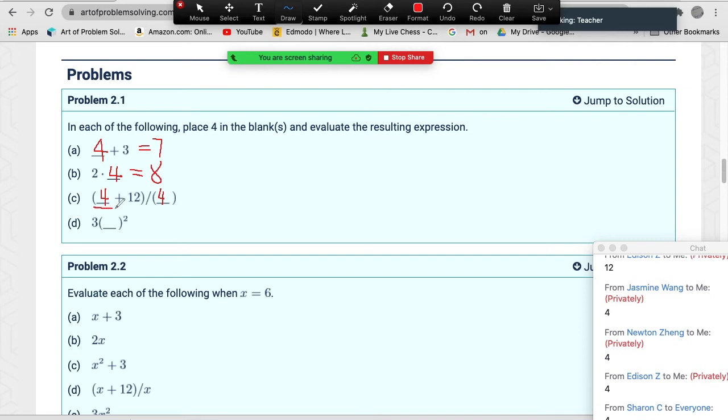So here you have parentheses. So that means the order of operation is that you need to calculate 4 plus 12 first. That will be 16 divided by 4. This one should give you 4. Now, yeah, Sean also got it correct.